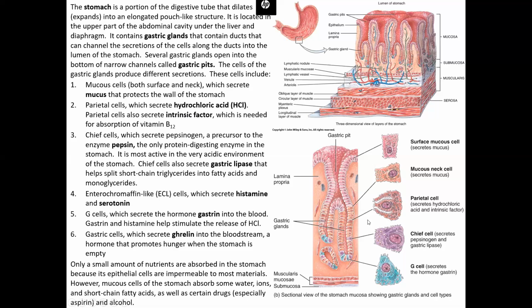Another cell called chief cells, shown here in purple, secrete two different enzymes. Actually, it releases pepsinogen, which then is converted because it's a precursor to an enzyme, pepsin. Pepsin is the only protein digesting enzyme in our stomach. It'll be our first one to add on the protein list. It is very active in our stomach, just like lingual lipase I mentioned, because of the acidity caused by that hydrochloric acid. Chief cells also secrete another enzyme, gastric lipase, which helps split short-chain triglycerides into fatty acids and monoglycerides, so it helps in breaking down fats.